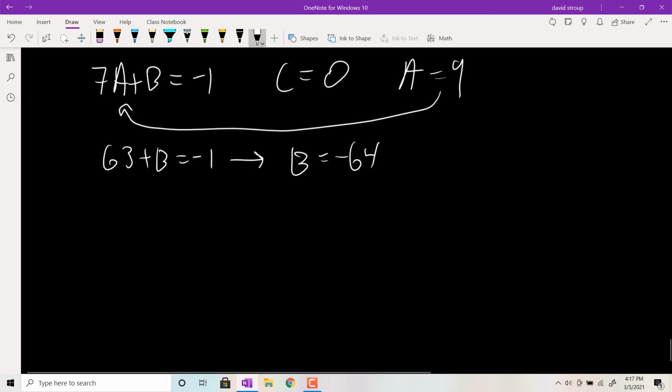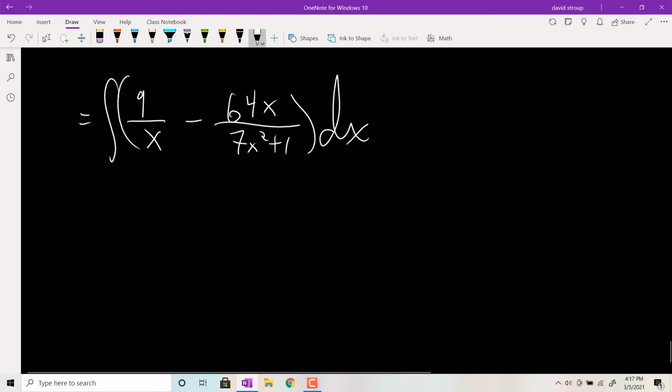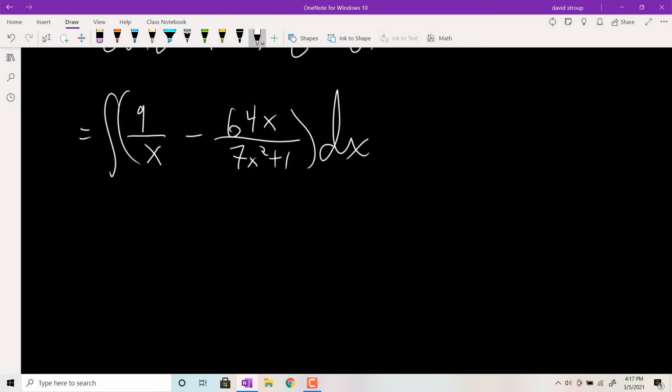Okay, so now I can go back and rewrite my integral. That's going to be 9 over x minus 64x plus 0 over 7x squared plus 1 dx. And then the first guy's done, right? That's just a natural log. The second guy will require a u sub on the denominator. And then we're going to get a funky constant.